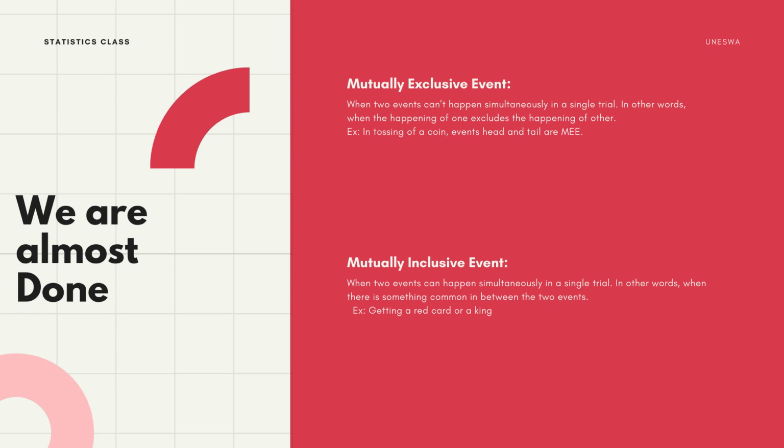Well, now that we are almost done, these are the last 2 definitions that we need to give. There is a difference between a mutually exclusive event and a mutually inclusive event. For mutually exclusive events, take note that these are 2 events that can't happen at the same time. Maybe just to pause there.